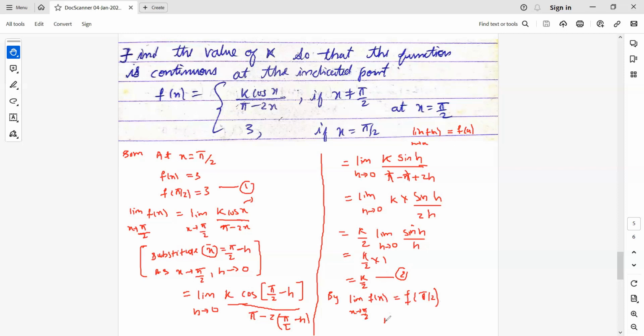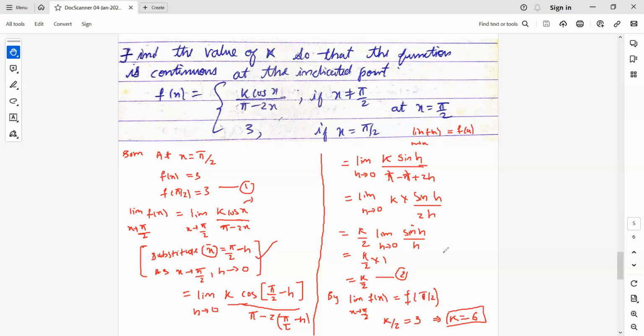So k by 2 will be equal to 3, so k is 3 into 2, which will be equal to 6. This is the next step. So the k value will be equal to 6. Here you need to remember this method, very important, the substitution method. We are substituting x is equal to pi by 2 minus h. By making use of the substitution method, we need to simplify it, then make use of the formula.